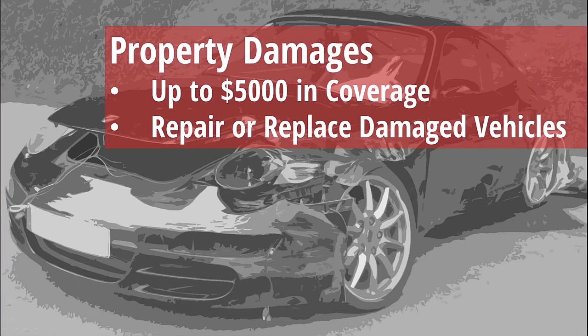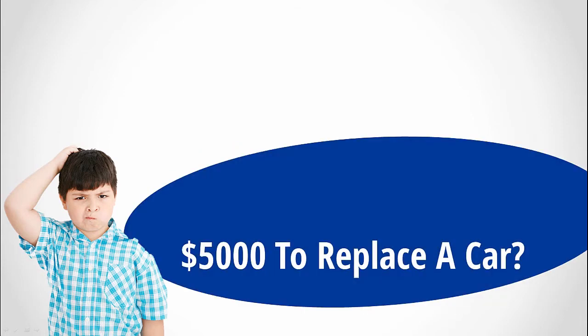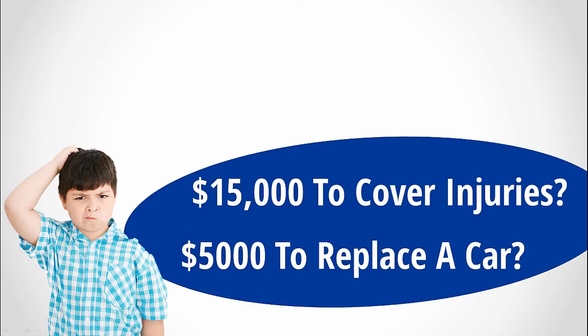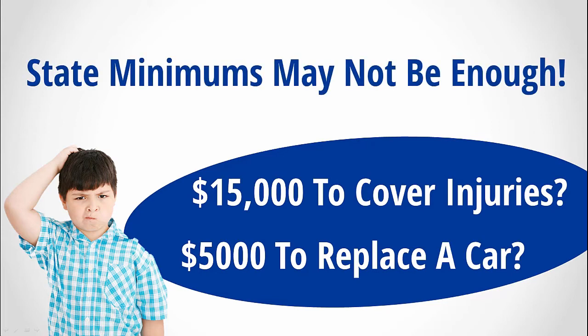This will pay for the other person's property. So if you're in an accident and you hit someone else's car, your insurance company would spend up to $5,000 on your behalf to have the damaged car fixed or replaced. So you may be thinking to yourself, $5,000 to replace a car? Or $15,000 to cover injuries? Well, in a different video, we discuss some guidelines for selecting the appropriate auto insurance coverage levels and take a closer look as to why the state minimum coverages may not be enough.